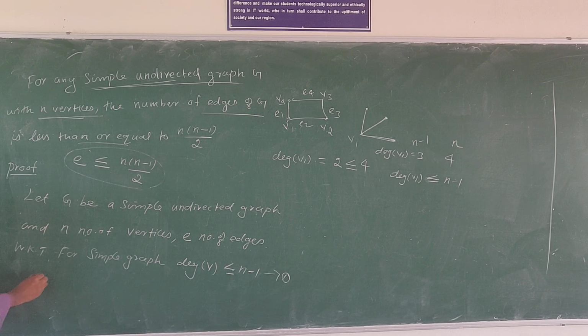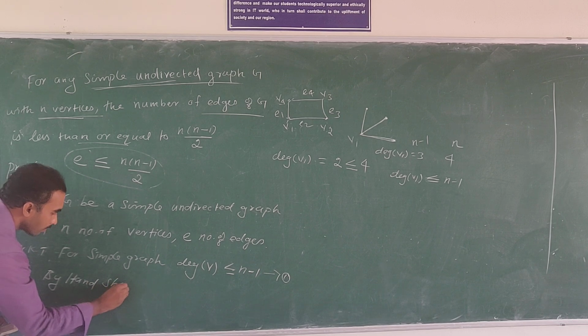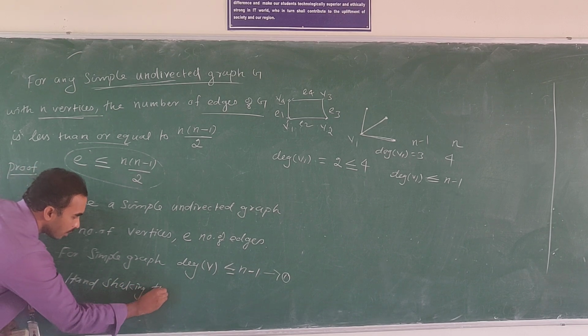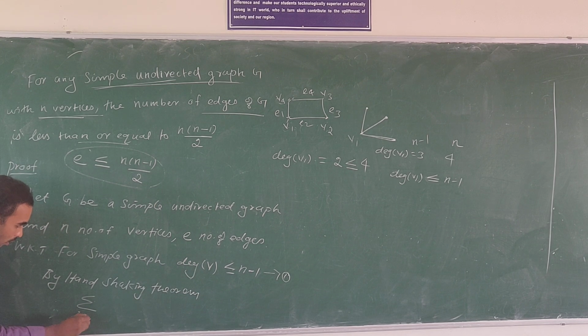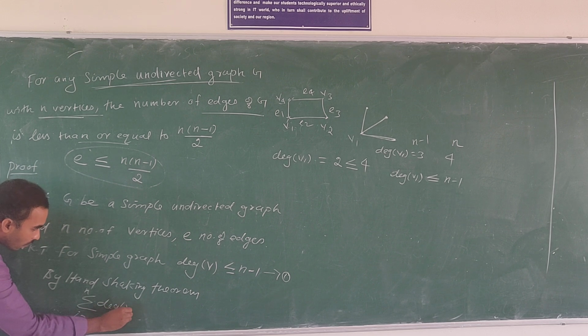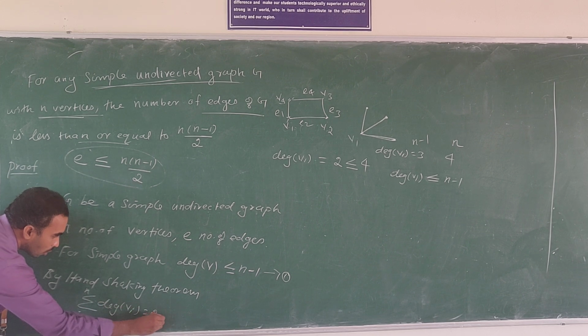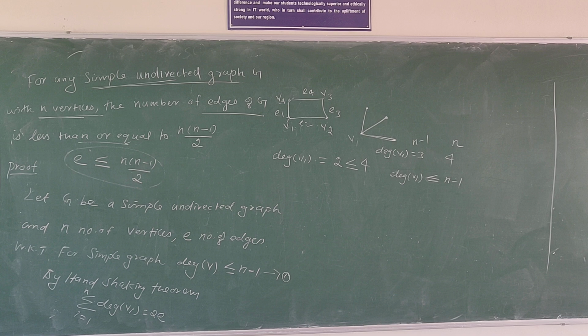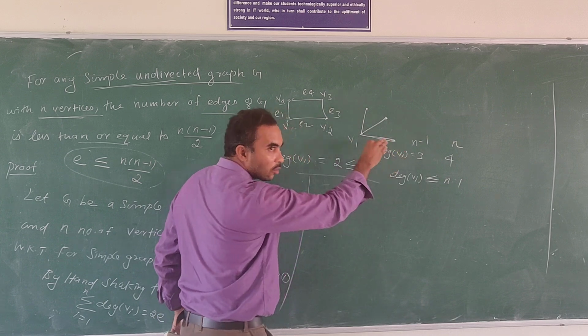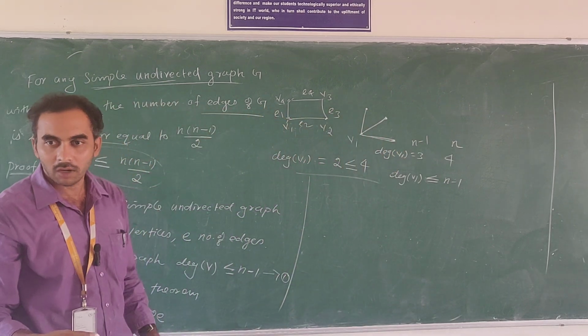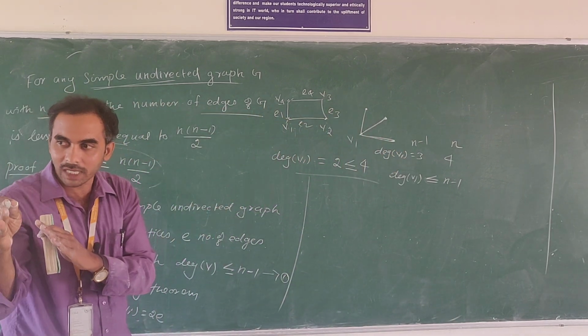By the handshaking theorem, the sum of i equal to 1 to n of degree of Vi equals 2 into the number of edges, 2e. Next, we have to expand. It's for your understanding. Don't bring these things in the main work. You have to do this work for your understanding.